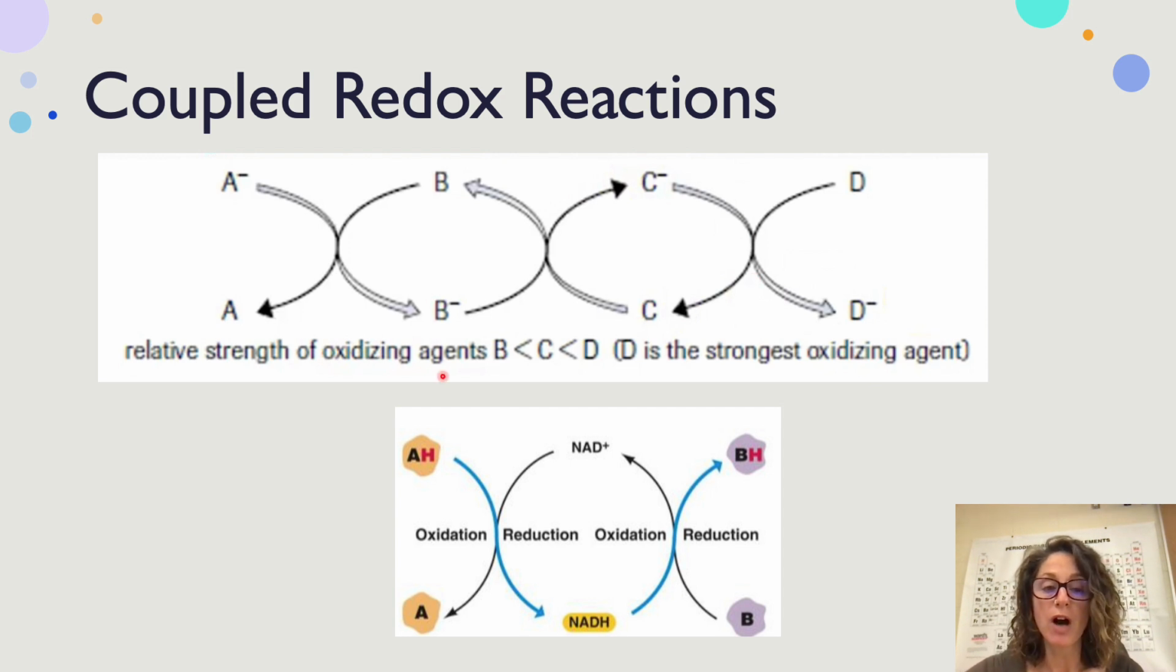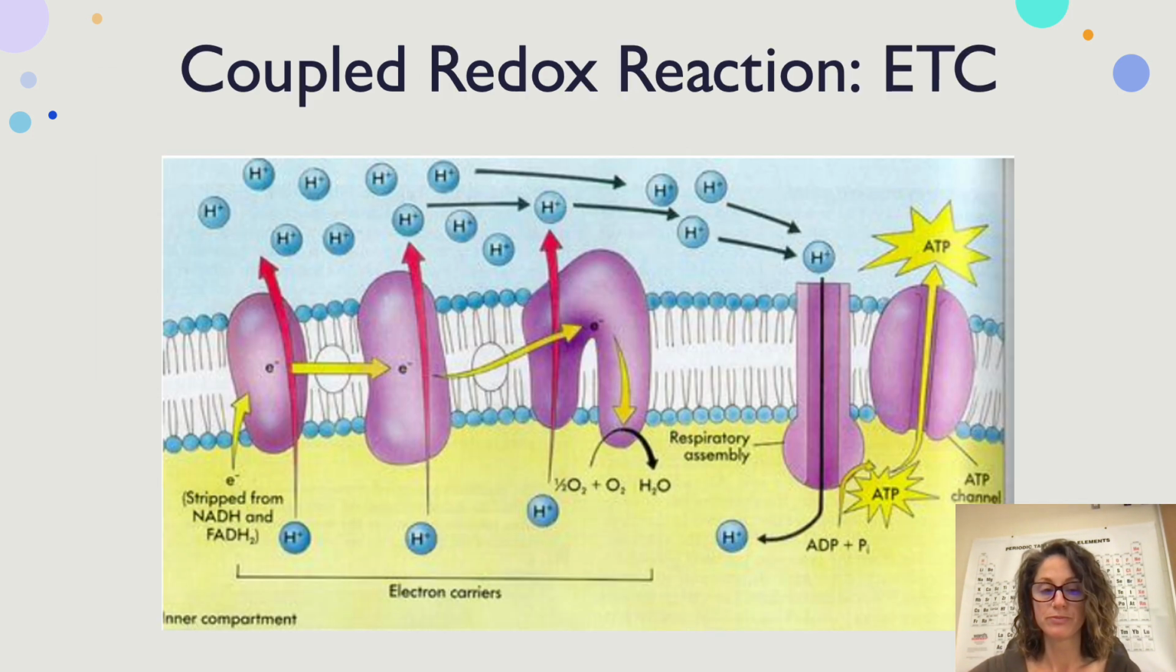The relative strength of oxidizing agents, in this case, goes from A to B to C to D. So D is the strongest oxidizing agent. It has the strongest ability to pull the electron from C. So B pulls the electron from A, C pulls the electron from B, and D finally pulls the electron from C. So it's the strongest oxidizer.